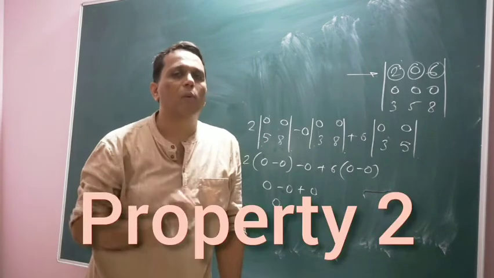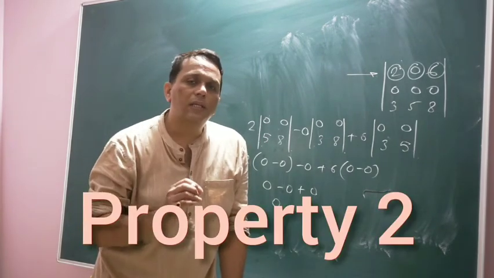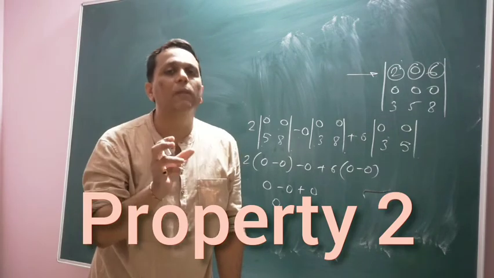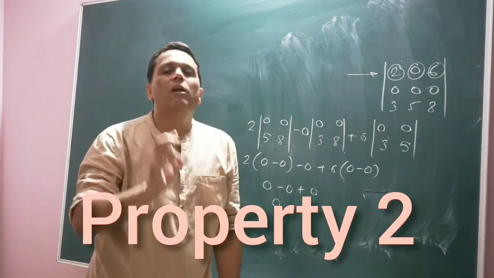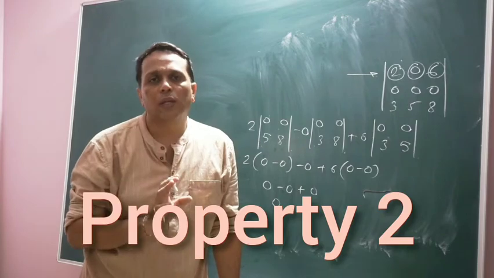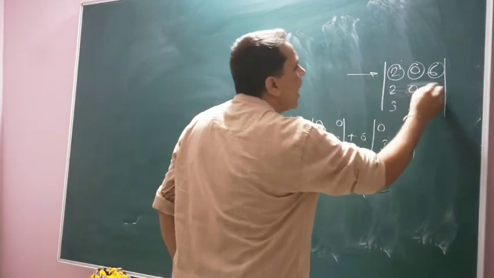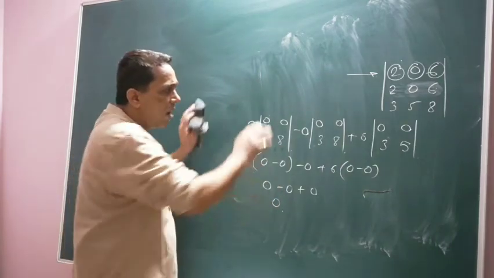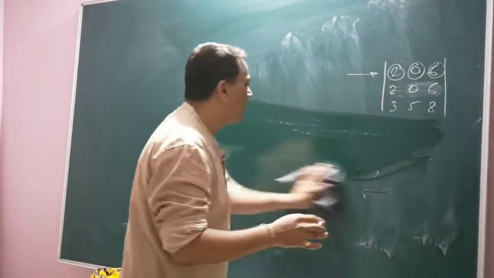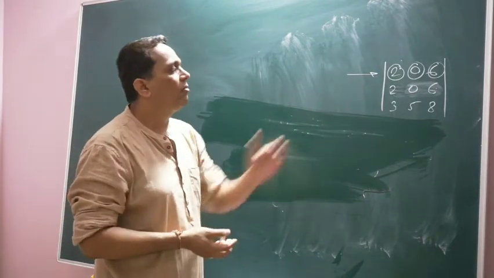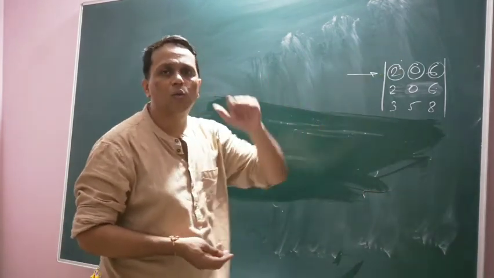Let's look at the second property. The second property is, if any two rows or columns have the same elements, then again the value of the determinant is 0. Let's check it out. We'll do it here only. Now what I have done is, I have written two rows with all the elements the same. Let's check whether the value of this determinant comes out to be 0.